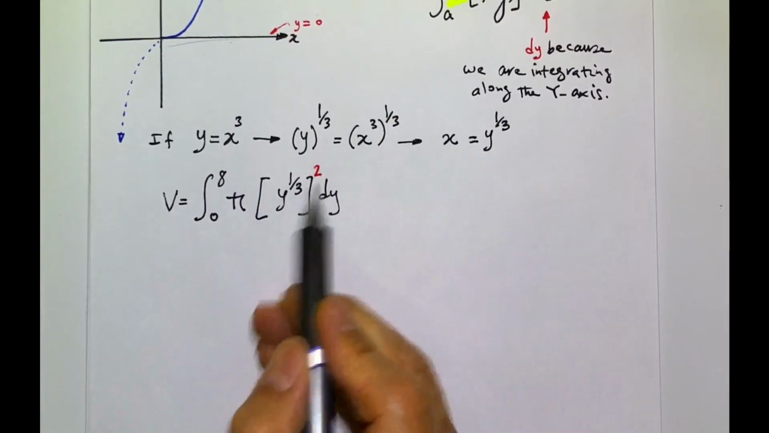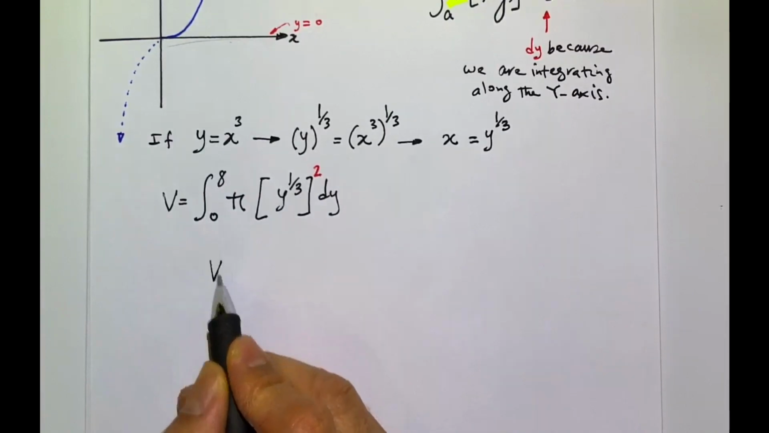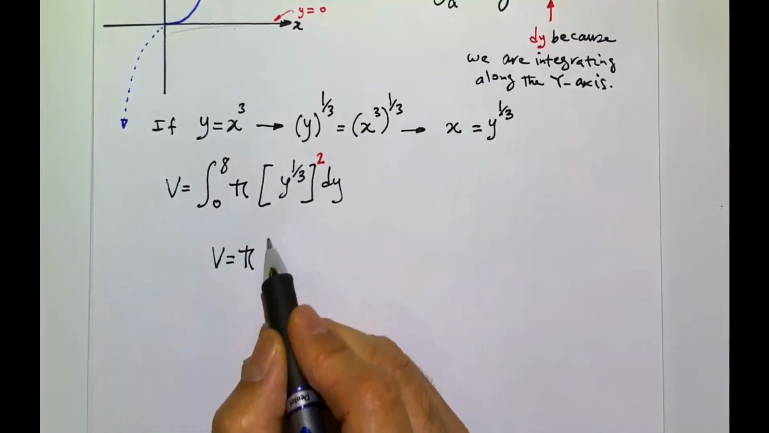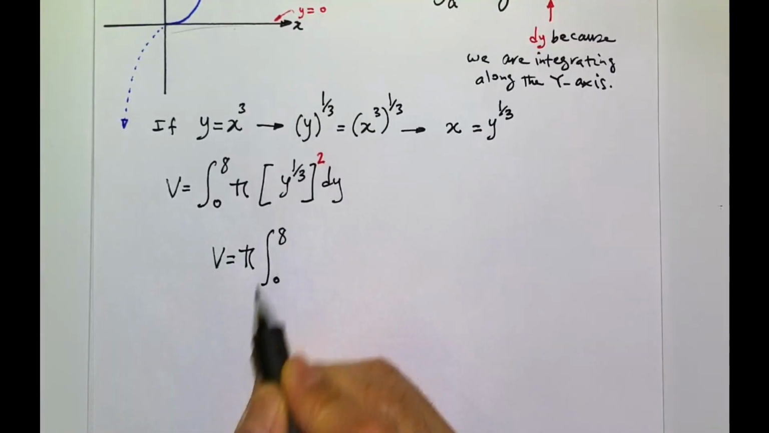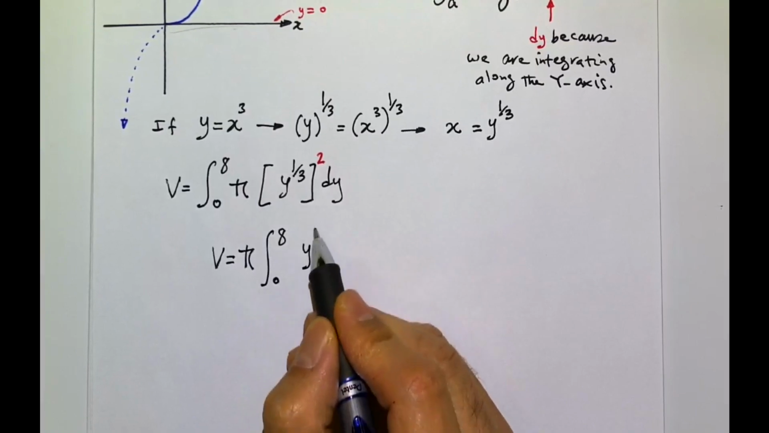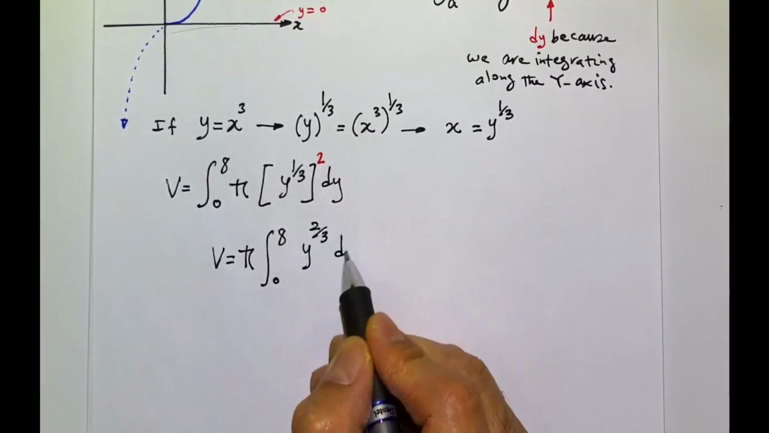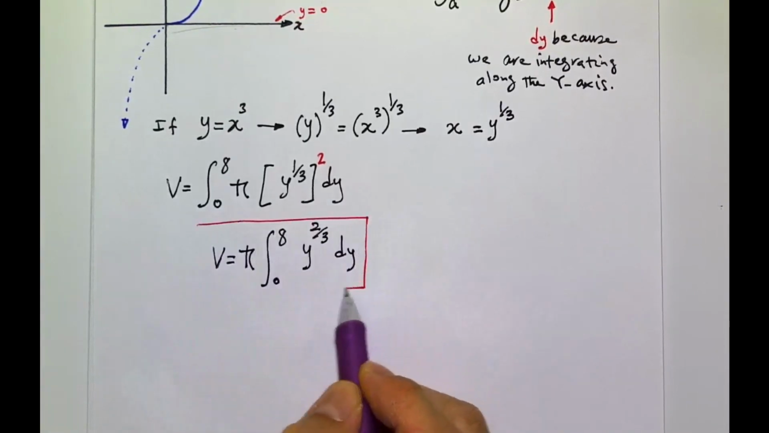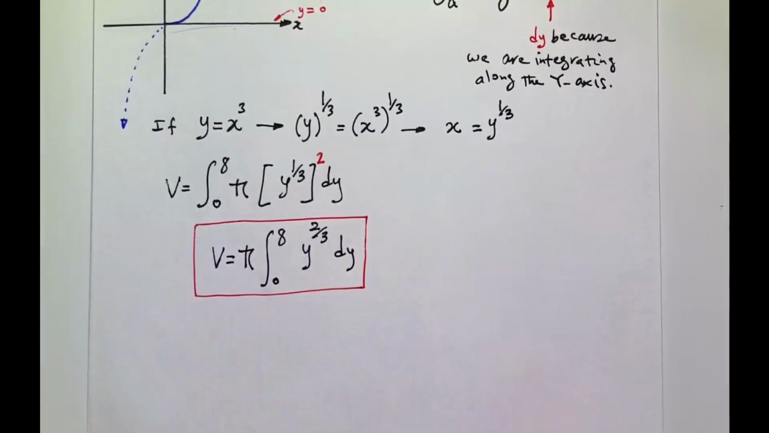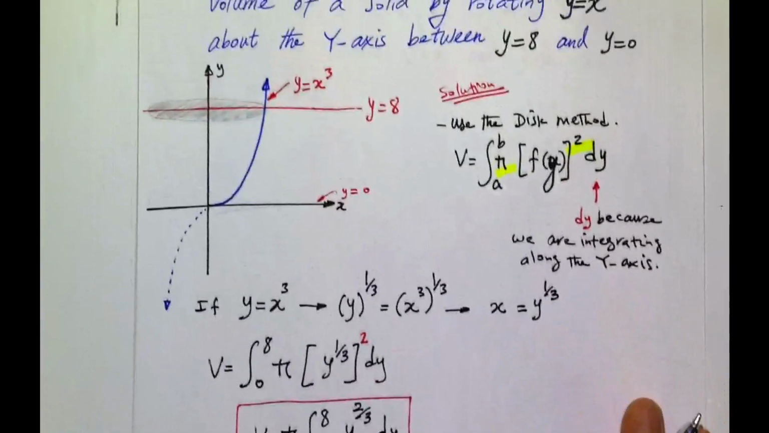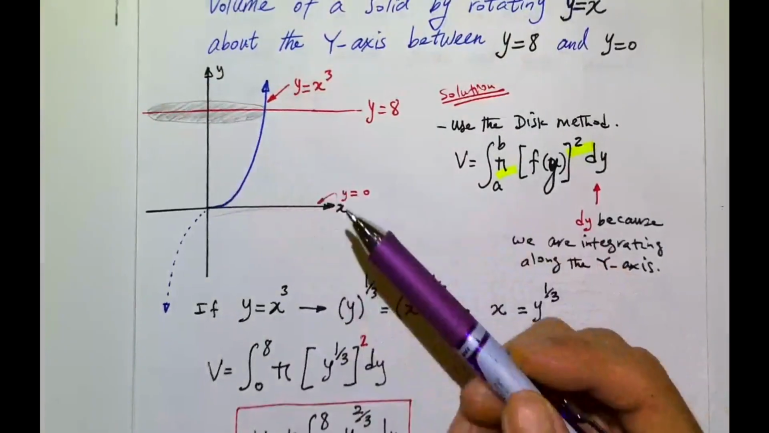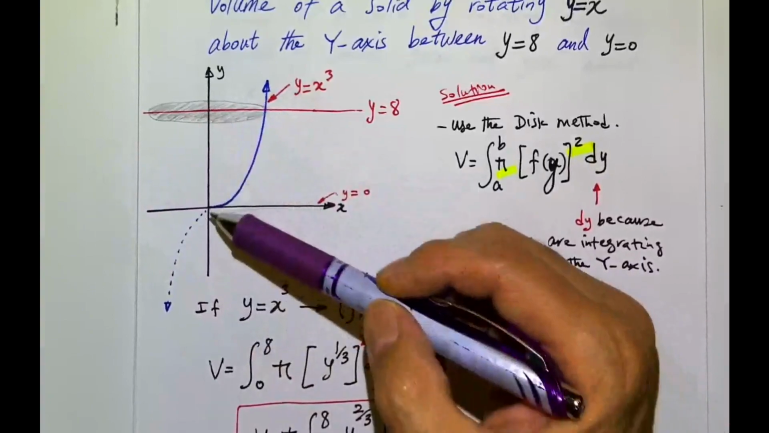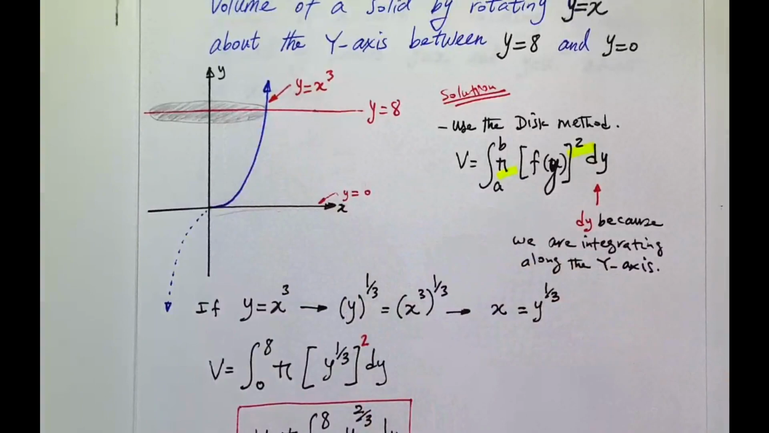And then we can multiply. So what do we get? We get the volume equals, and I can put pi outside because it's a constant, integral from 0 to 8 of y to the 2/3 power dy. So this is the setup for the integral we need to calculate to obtain the volume of the solid generated by this portion of the cubic function about the y-axis between y equals 0 and y equals 8.